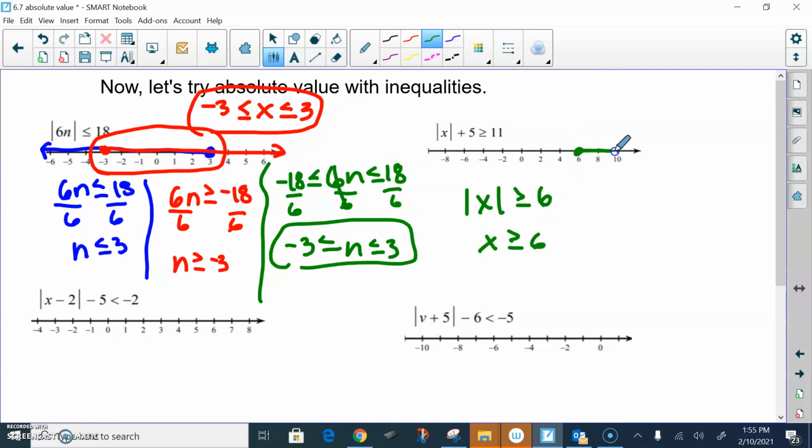So there's a closed circle and shade to the right. And then we're going to do it again. And this time we say x has to be less than or equal to negative 6. We're flipping the sign because we're changing this sign. So this time we have a closed circle on negative 6, and we're going to shade to the left. In this case, it's broken because we're looking for numbers that are going to give us greater than 11 once we subtract that. So in order to put numbers into the absolute value that are going to be greater than 6, they either have to be greater than 6 or less than negative 6.